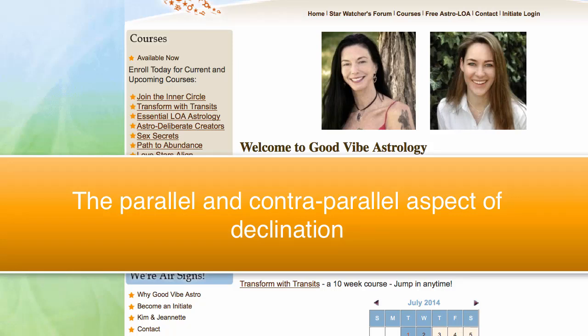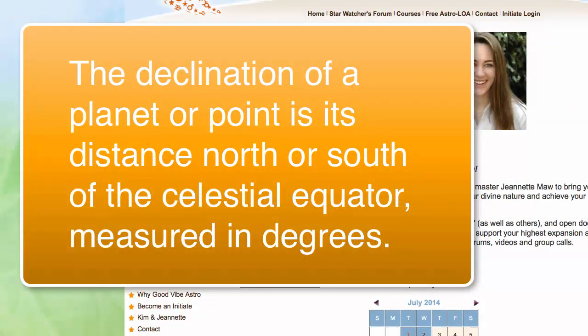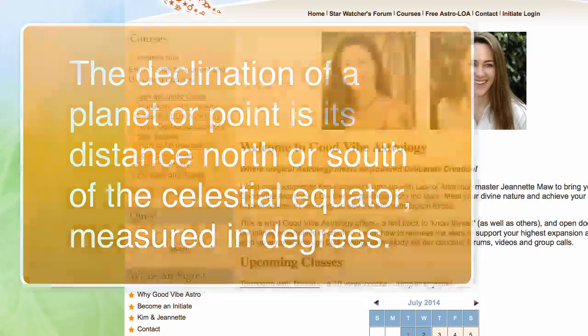And you can start to apply them to your chart and to your deliberate creation practice, because this is a powerful indicator in the chart that we haven't really talked about yet. Okay, declination is the distance of a planet or point north or south of the celestial equator. Now let's just break that down so we can understand what it means.